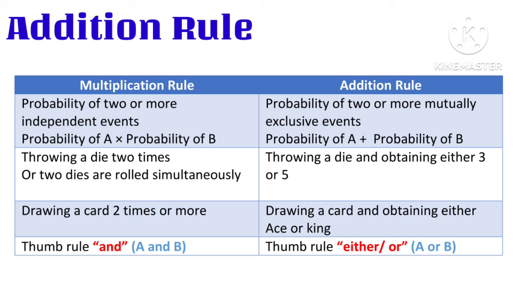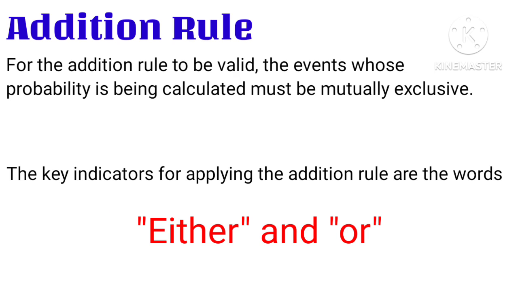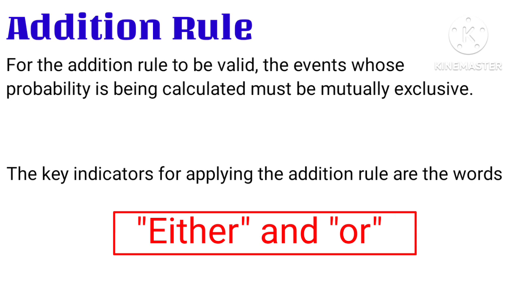Do you understand the difference? When we are predicting the chance of rain on 2 consecutive days, the multiplication rule will apply. But when we try to find out the probability of rain or a sunny day, for today only, we will apply the addition rule. The key indicators for applying the addition rule are the words either and or.